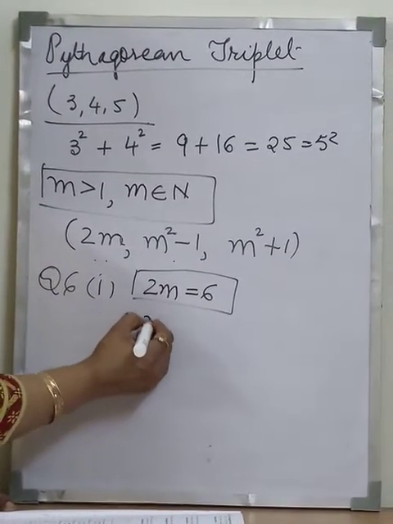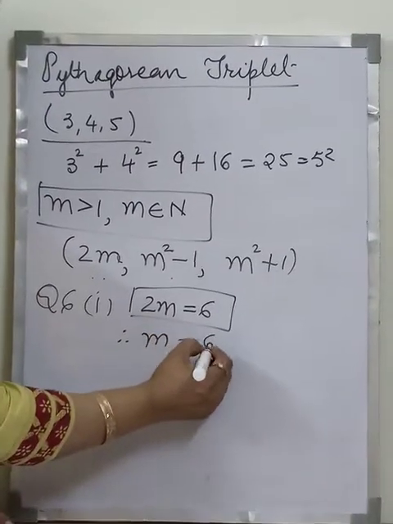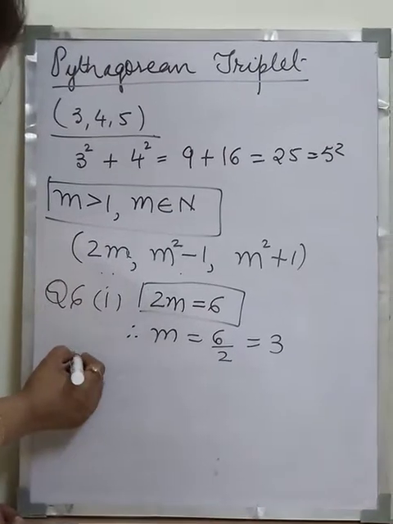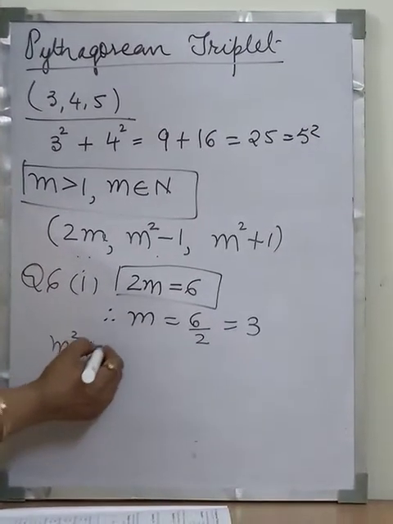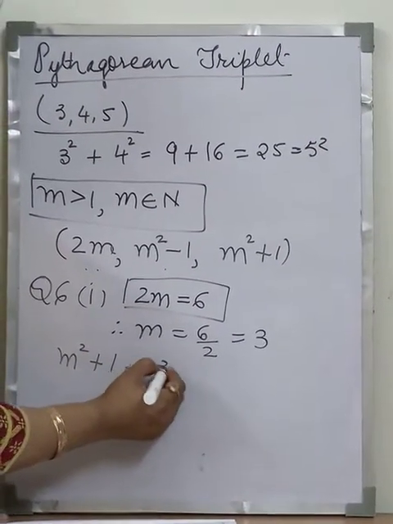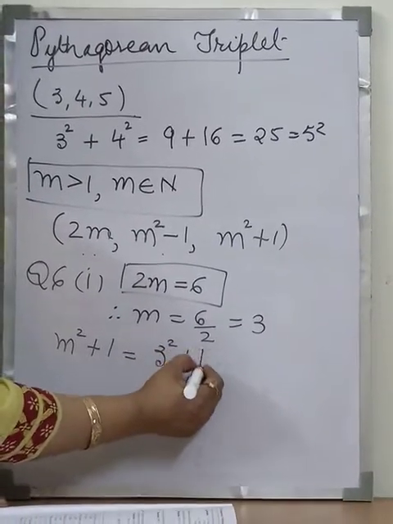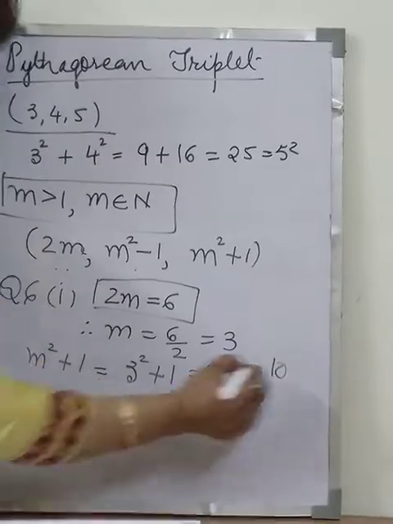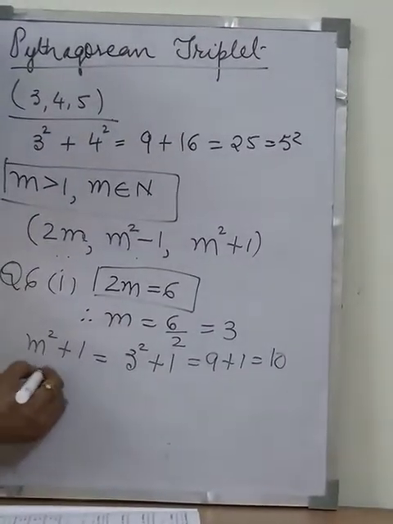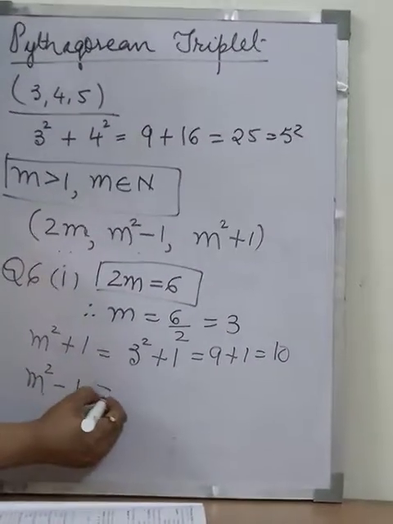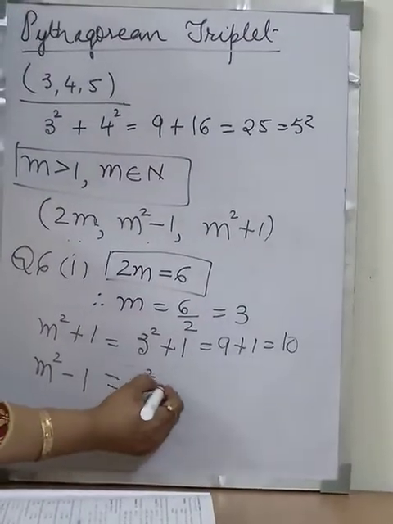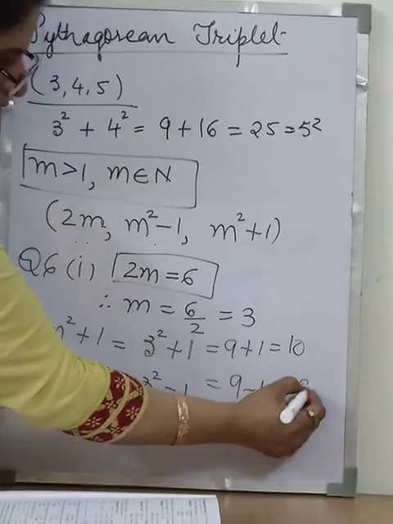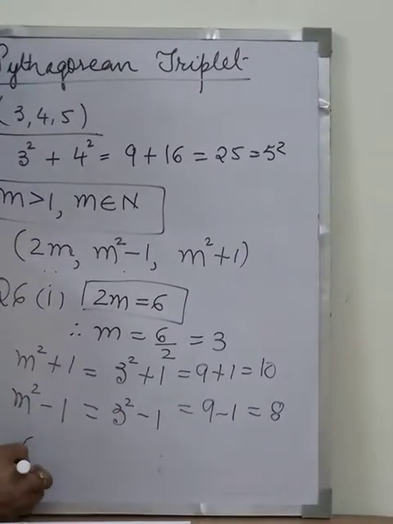Therefore m is equal to 6 by 2, that becomes 3. Now m square plus 1 will become 3 square plus 1, that is 9 plus 1, that becomes 10. Then we consider m square minus 1, that is 3 square minus 1, that is 9 minus 1, that is 8.